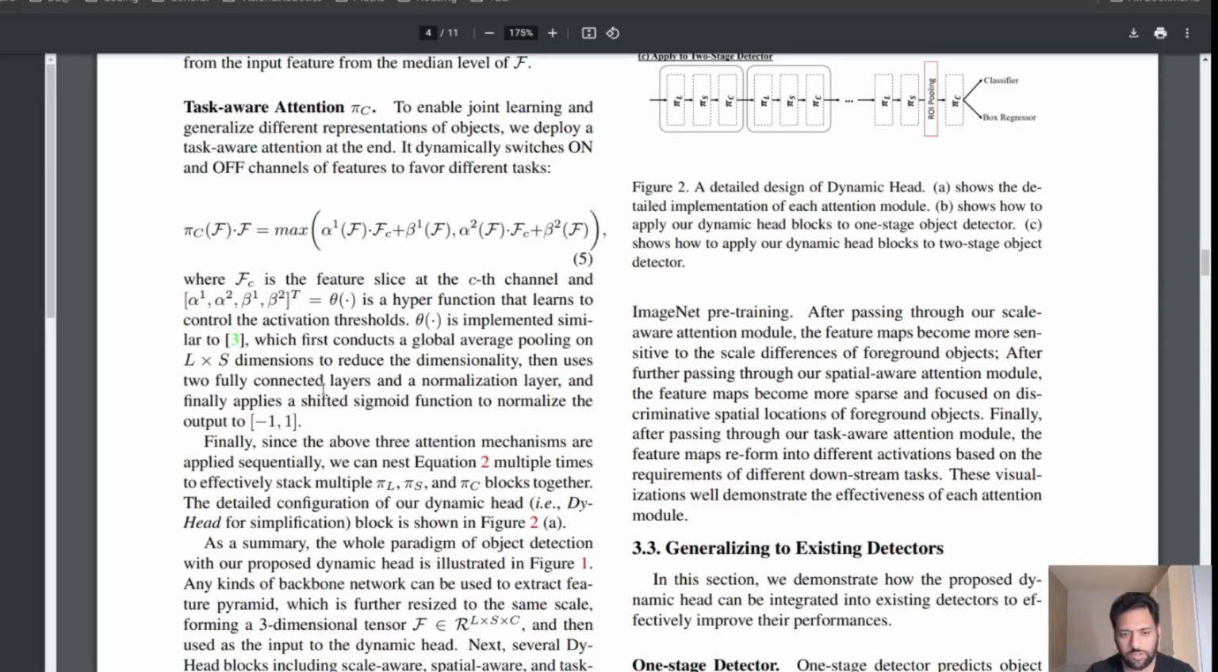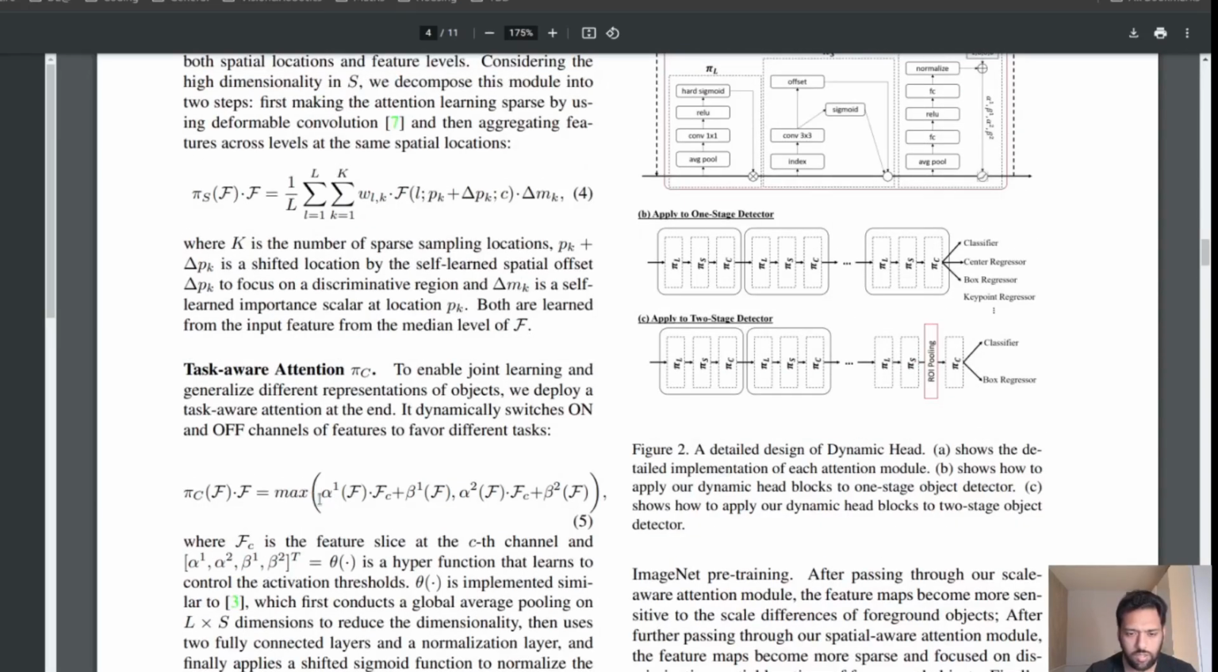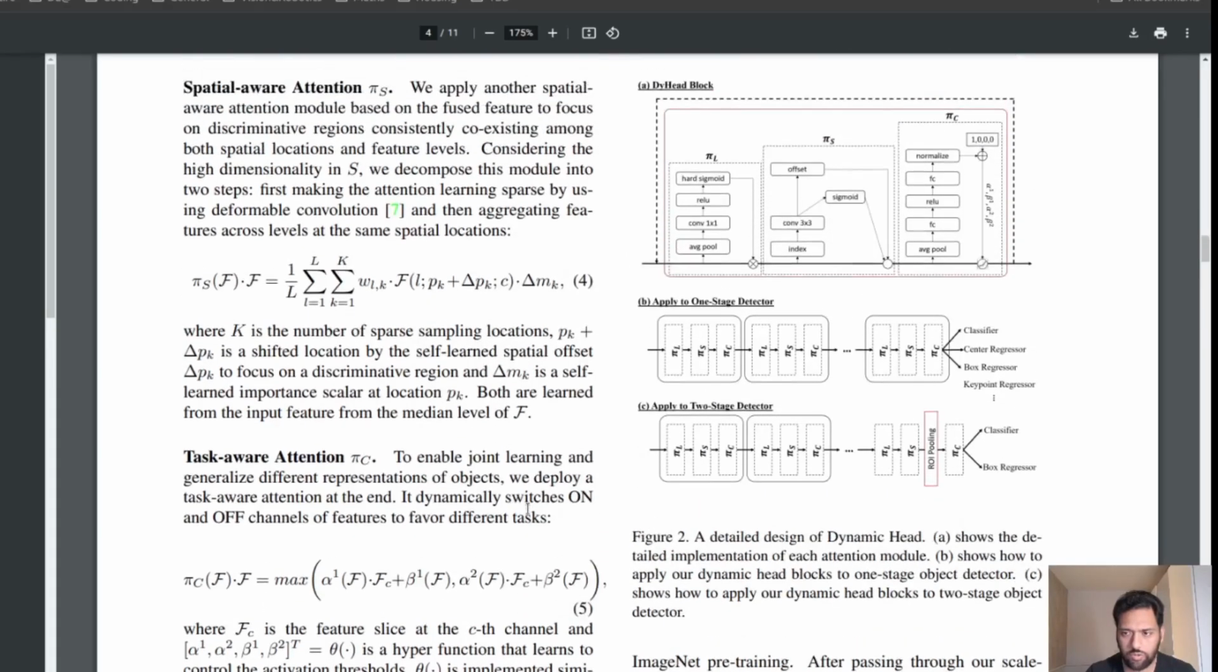And then they use the fully connected layer and normalization layer, and finally a sigmoid function, and then take it from -1 to 1. So in the end we have this equation. It's very similar to ReLU, and I can show why this is similar to ReLU here.